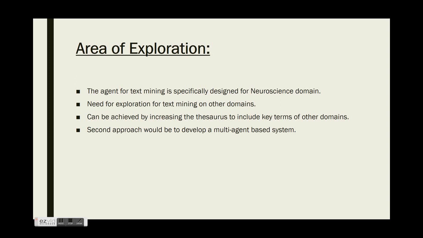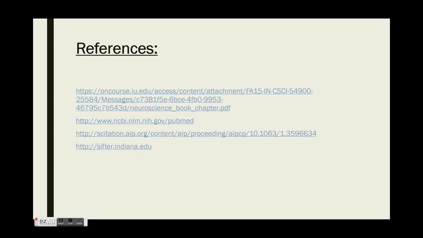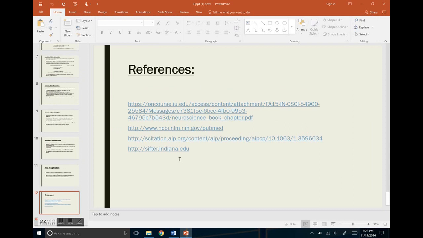So now we come to the last part, which is area of exploration, which is basically in which all domains other than neuroscience the text mining can be explored. Then the next thing is we can increase thesaurus and search for more domains, and last approach is to develop a multi-agent based system. So these are the references, and thank you for watching the tutorial.